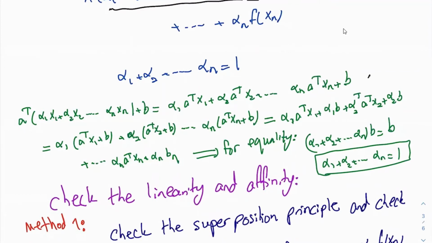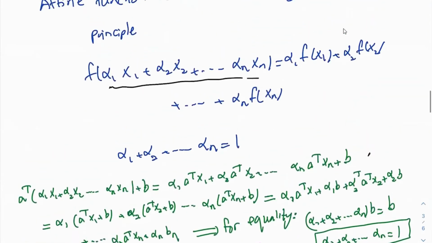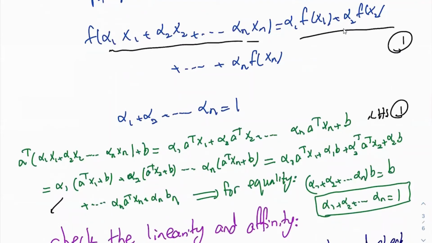Good. Now I want this to be equal to what? I want this to be equal to this. What I have here, I would call equation 1. This is the left-hand side of 1. Now here, this is the right-hand side of 1. I want them to be the same, right? Let's see under what condition they are the same.